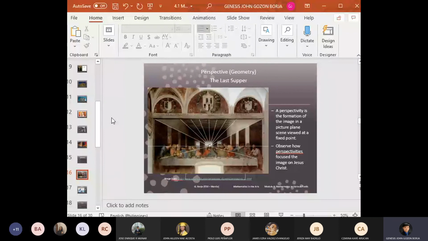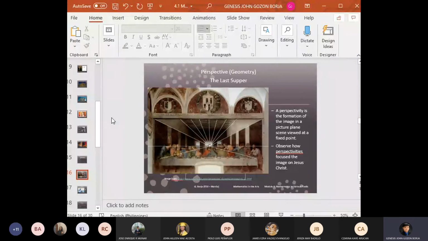So sabi nga natin, since the center or the focus of the Last Supper should be the Christ. The perspective lines in the painting are all pointing towards the Christ. Okay, so that's how Da Vinci wanted to focus towards the Christ in this painting.